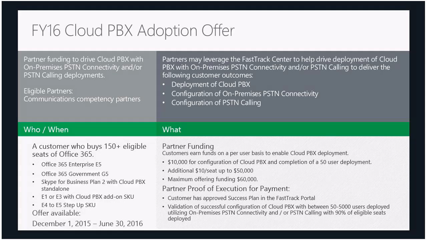With this offer, how it works is partners can get $10,000 for the initial configuration of Cloud PBX and up to 50 users. Then to complete that deployment, there's a maximum offer funding of $60,000. Some of the deployment activities that are included in this can be a network assessment, configuring users, AD sync, and configuration of the Cloud Connector that Skip was talking about previously.